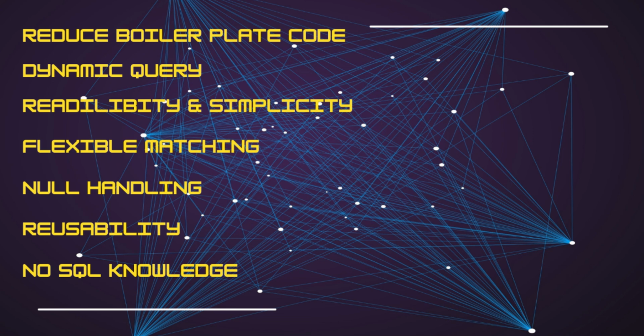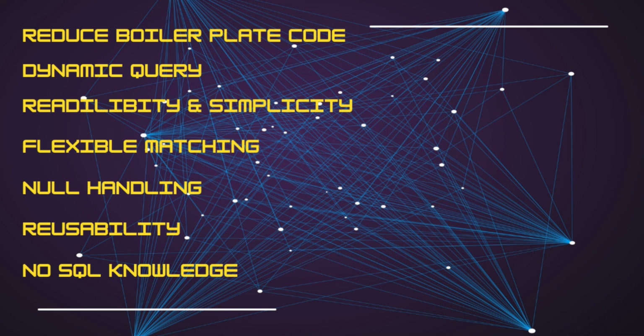So if I talk about some advantages, we can say a list of advantages. We don't need to write code. Query by Example eliminates the need for custom query methods or complex JPQL queries. You don't need to do anything. It supports dynamic querying as I have explained, and readability and simplicity is one of the advantages. I mean, the code will be simpler and more readable, and it also supports flexible matching like exact match, case sensitive, partial or substring matching.